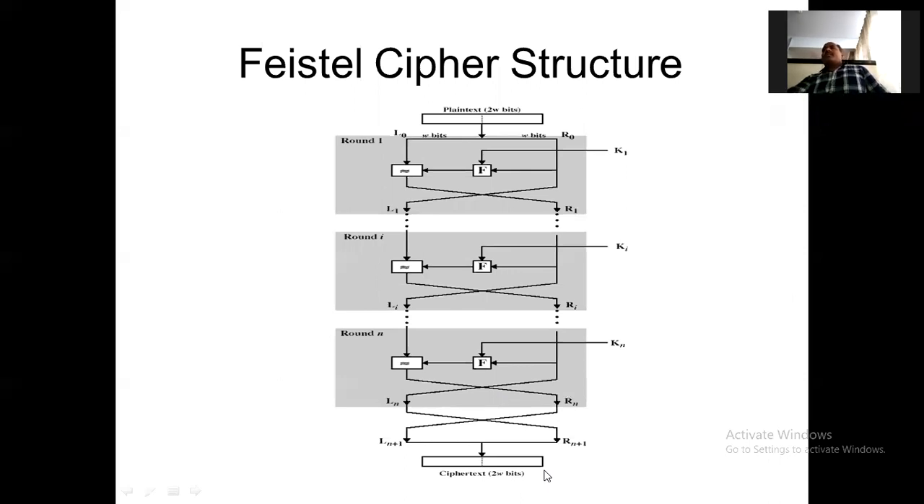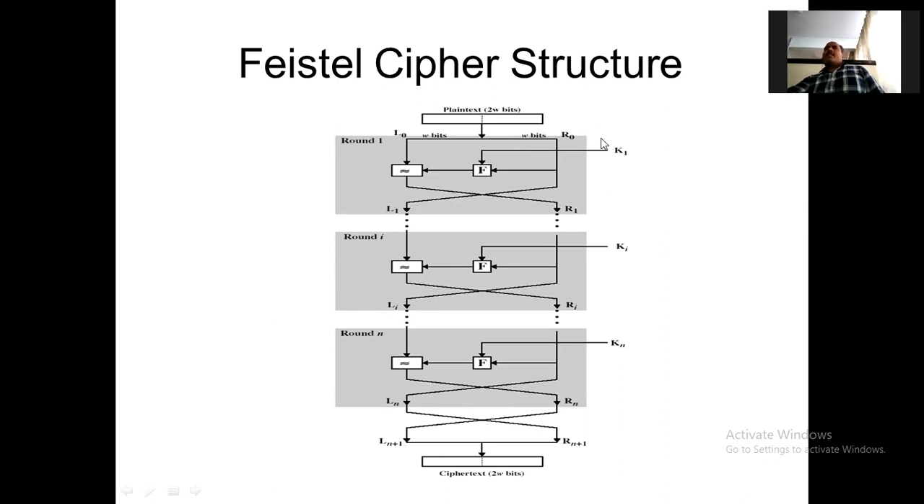In this case, you can also remember the S-DES: the size is 8-bit plain text, and it provides 8-bit cipher text. So in the Feistel structure, 2W bits are the input plain text and 2W bits are the cipher text here.